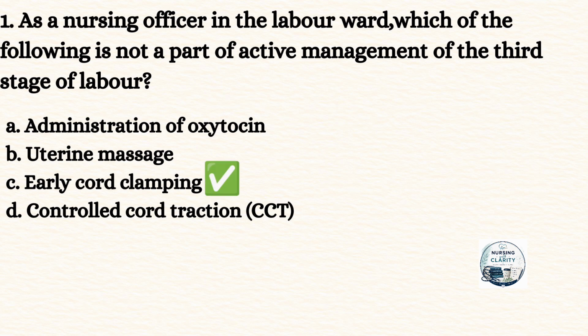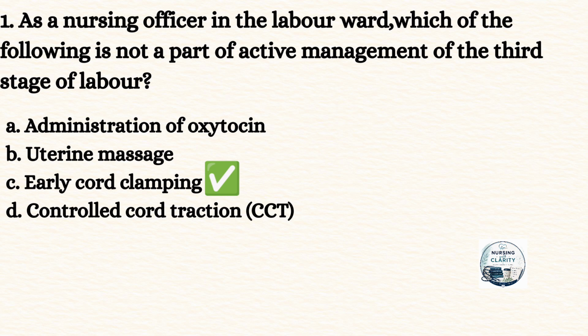The correct answer is option C. Early cord clamping. Active management of third stage of labor is a set of interventions designed to reduce postpartum hemorrhage and ensure efficient placental delivery. The three key components include administration of uterotonic drug, for example oxytocin, within 1 minute of birth to promote uterine contractions.